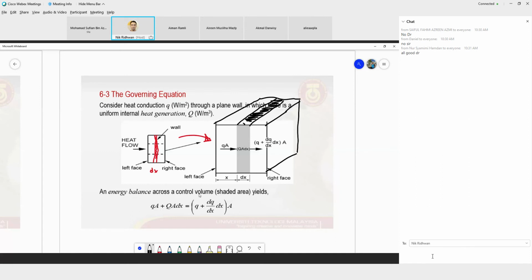Energy balance across a control volume, which is the shaded area, will give us QA plus the generated energy over dx. Then this is equal to Q plus dQ over dx multiplied by the area. The area here refers to the surface area of the left and right face. So this is the energy balance equation.